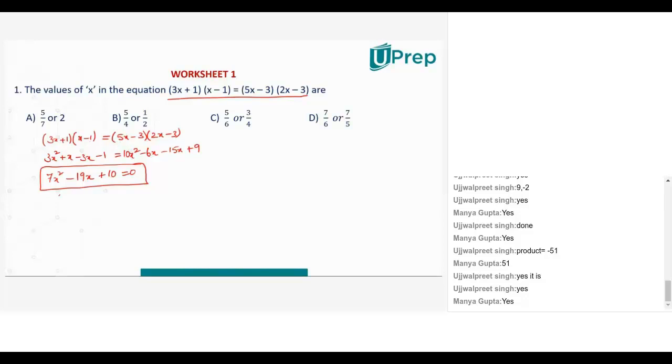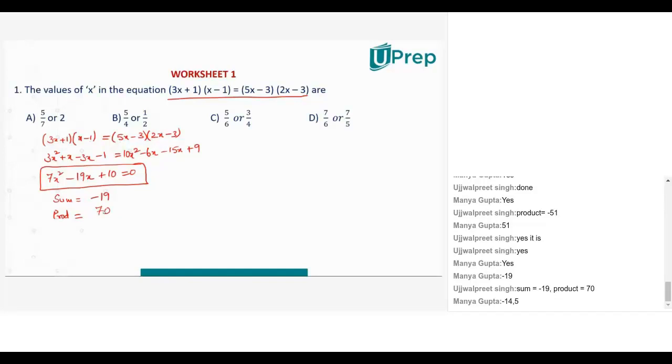Right. Now how do I solve? You tell me. This is factorization. So what should be the factors? How much should be the sum and how much should be the product? Manya, what is the sum? Sum should be minus 19. Ujjwal, what should be the product? Product should be 7 into 10, that is 70.